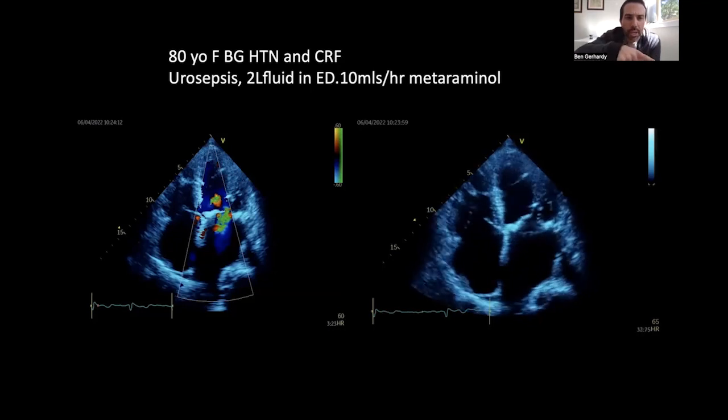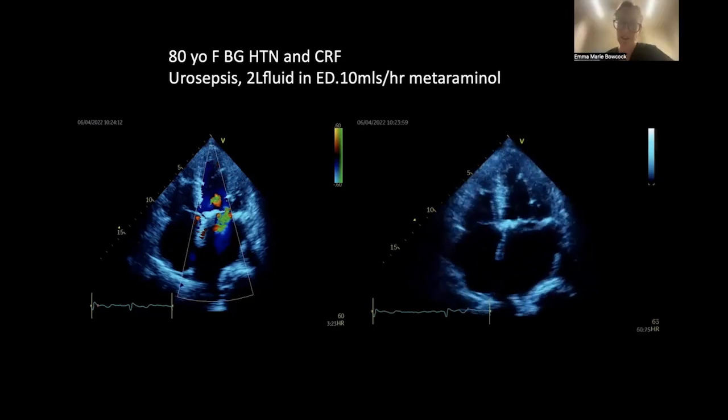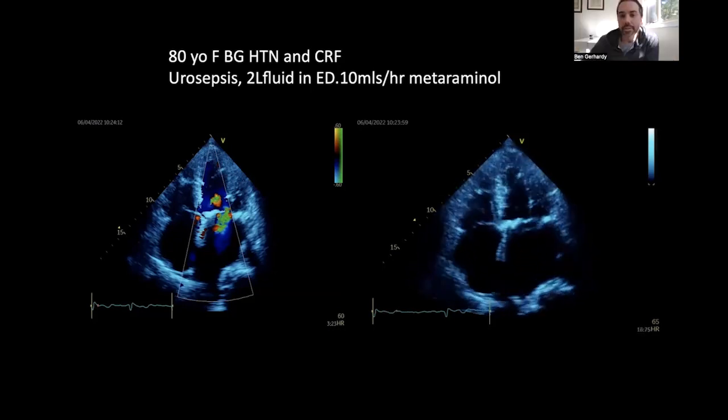Sorry, is that one on the left meant to be playing, or is it a still? No. It's a still? Okay. I will play it after this one. Oh, yeah, right, okay, cool.